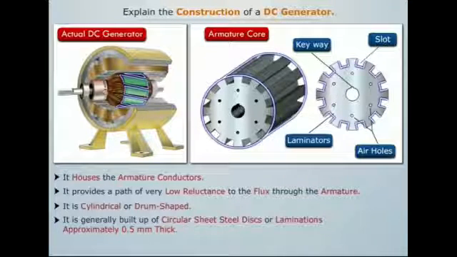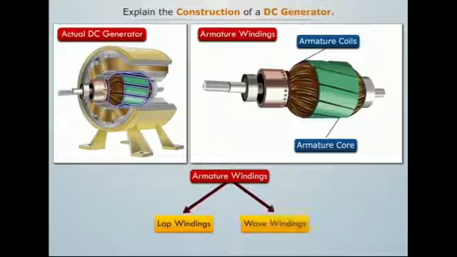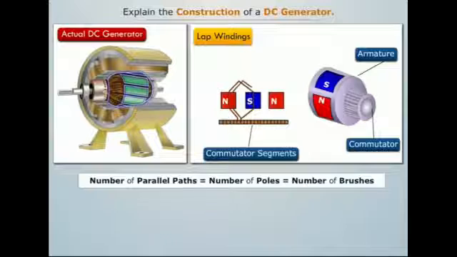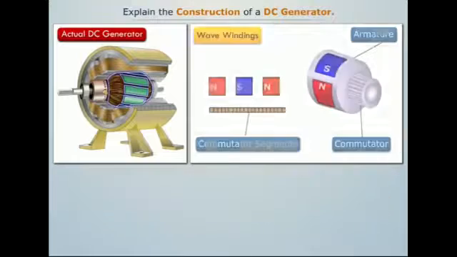The next one, armature winding. The armature has the armature winding. There are two types of winding, lap winding and wave winding. Lap winding is used for high current, low voltage. The number of parallel paths is equal to the number of poles, that is, it depends upon the number of brushes. It is suitable for high current and low voltage.